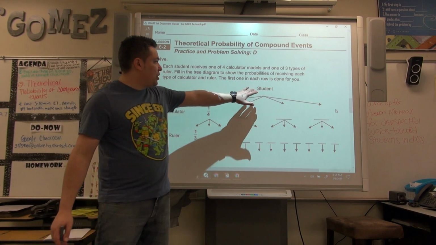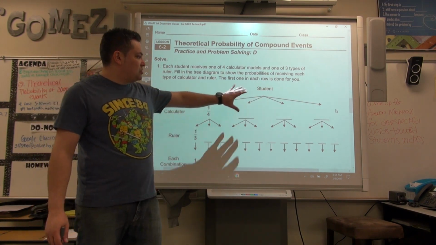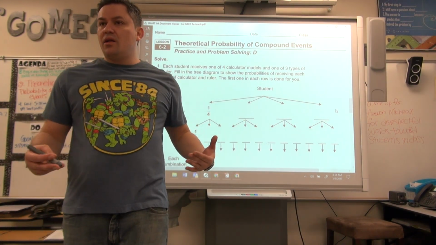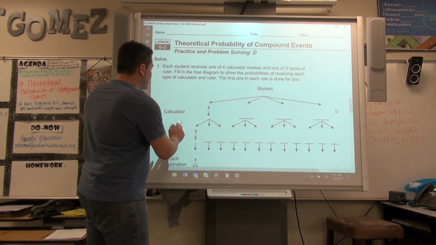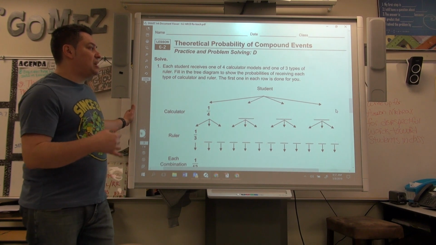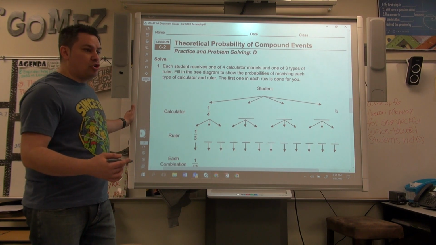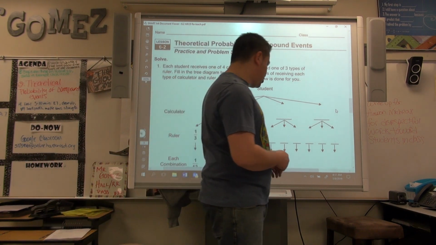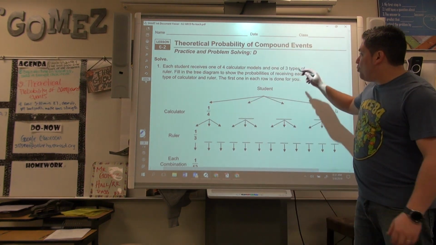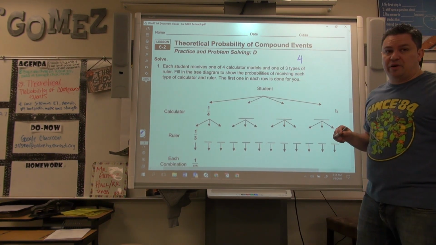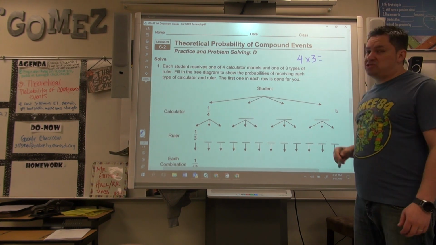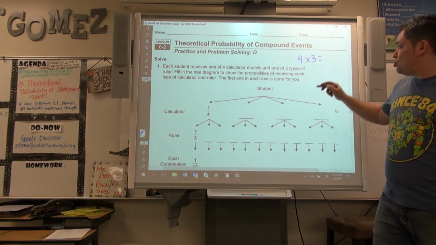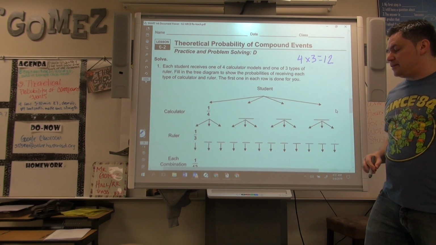Okay, so this is the student. It says each student. So each student can get one, maybe all of them. We don't know. We're going to find that probability. So there's 4 different types of calculators and 3 different types of rulers. So how many possible outcomes do we have? We have 4 calculators and how many rulers? 3 different, right? So my total possible outcome should be 12, and we're going to verify that.